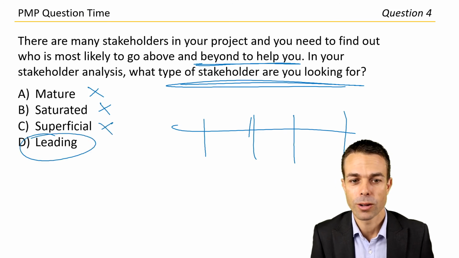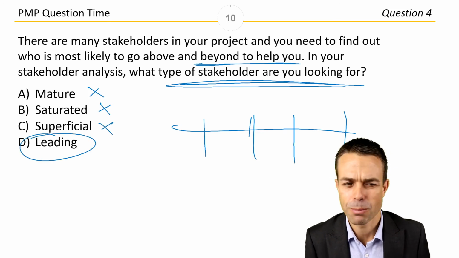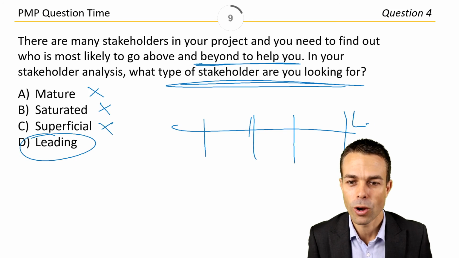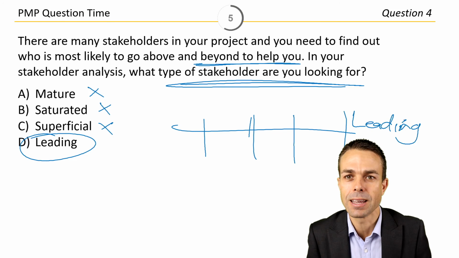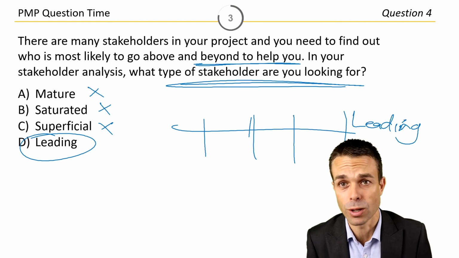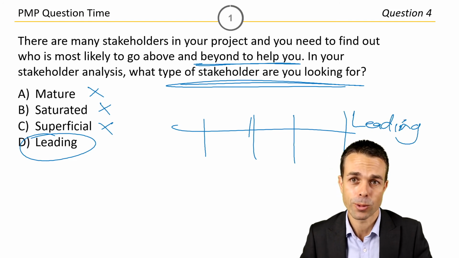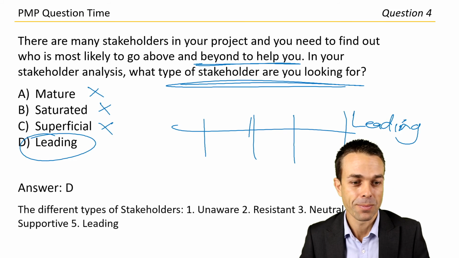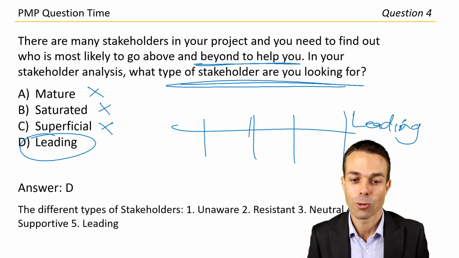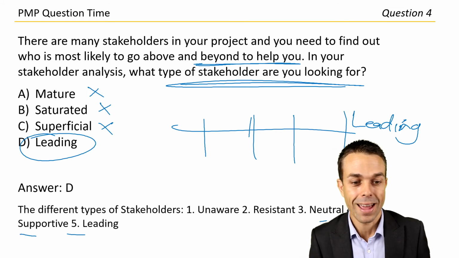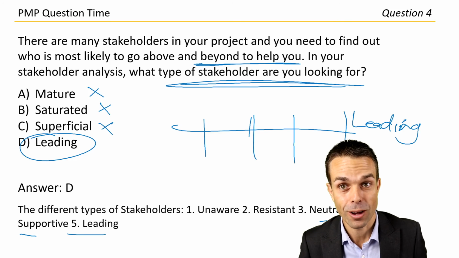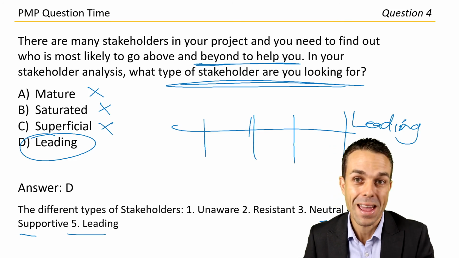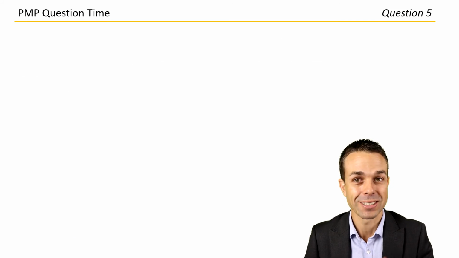I think we're going to go, and this is the same as our other question that we had before, it's all the way over at the right-hand side. We want people who are leading and who are really extra supportive of our project. I think that's the one we're going to go for. Letter D. The different types of stakeholders: unaware, resistant, neutral, supportive, and leading. And leading is definitely the one that we want to be trying to move everyone over to, if we can, over time.